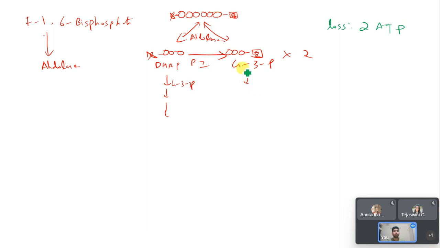Now from this step onward, we are going to extract whatever energy we have put in. From this glyceraldehyde 3 phosphate, the energy is going to be utilized. So from this glyceraldehyde 3 phosphate, what is the next molecule?